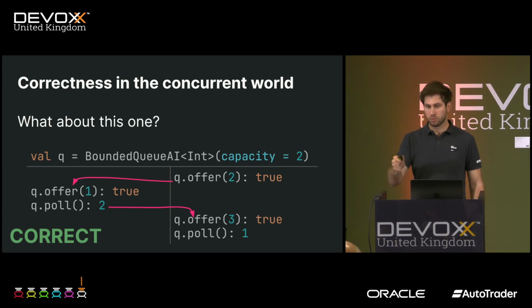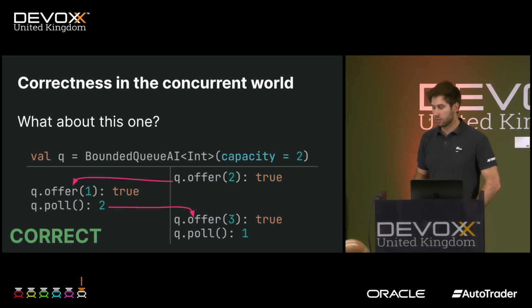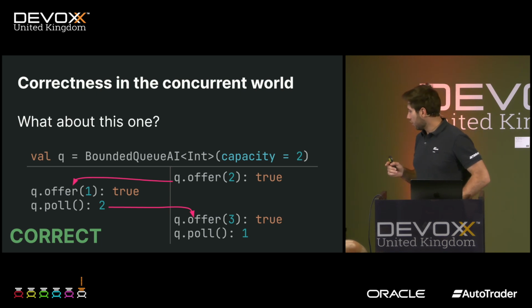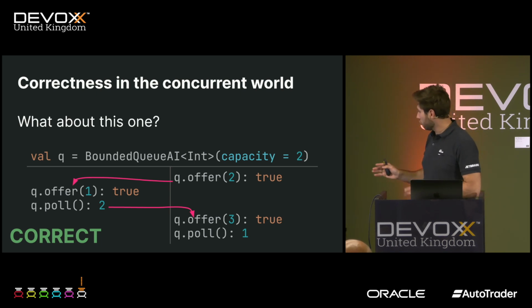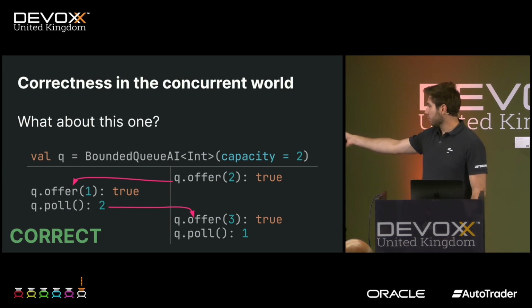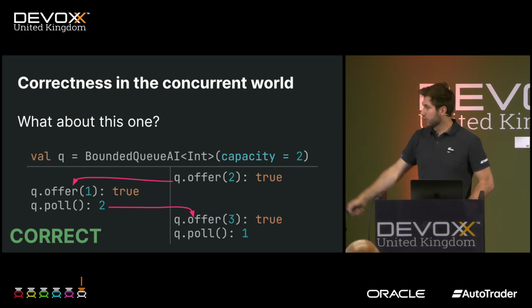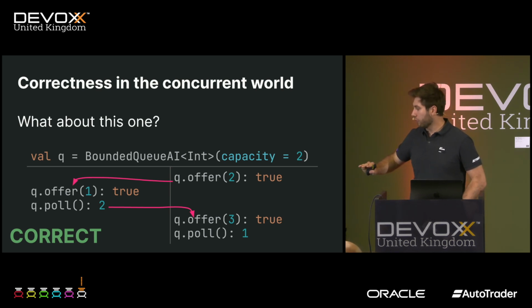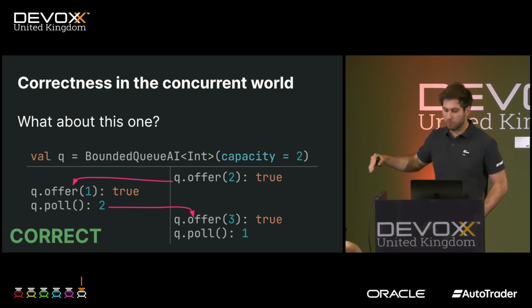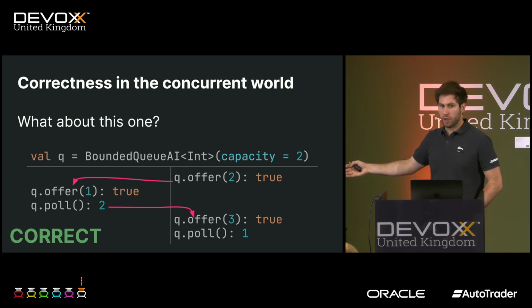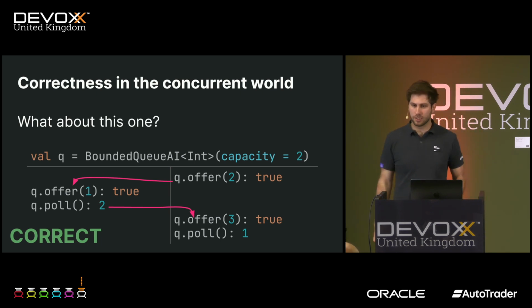So, shouldn't the offer 3 return false with capacity 2? The question is, should the offer 3 in the second thread return false? But you see here, we start with the second thread. We add 1 element, then we add 1 element in the first thread, and then we extract 1 element. So before we call offer 3, we have only one element in the queue. The queue capacity is 2, so we can successfully add one more element. That's why this offer 3 succeeds.